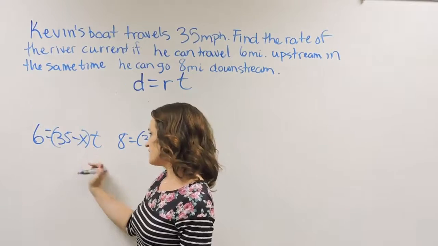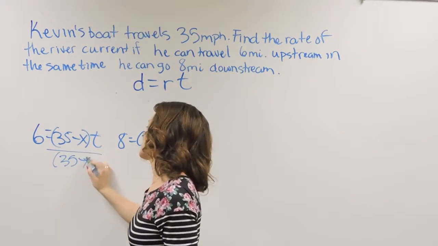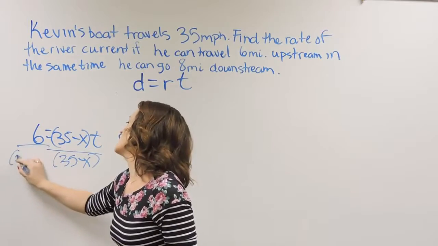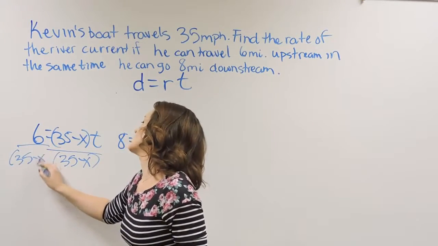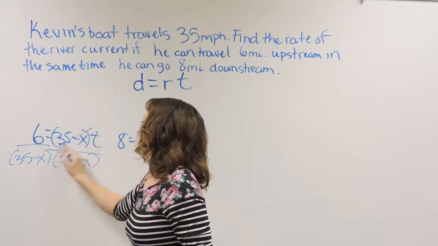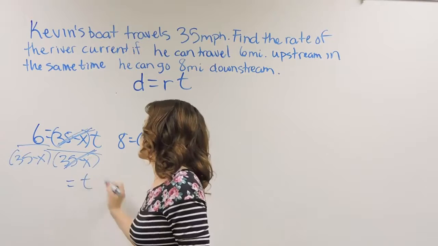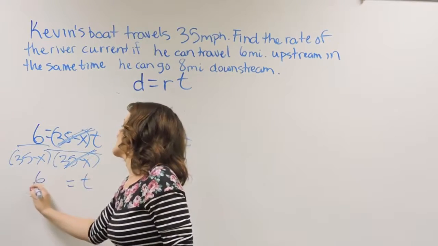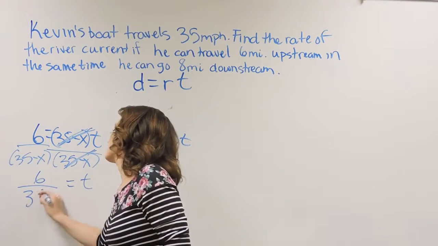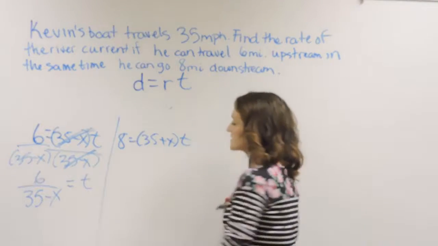So if I want to get t by itself, that means I want to get rid of this 35 minus x. And since it's being multiplied, I'm going to divide it to both sides. So 35 minus x cancels with 35 minus x, and I'm left with t is equal to 6 over 35 minus x. And do the same thing with the second equation.